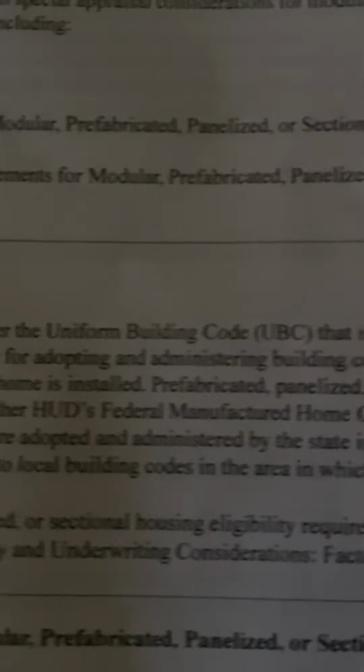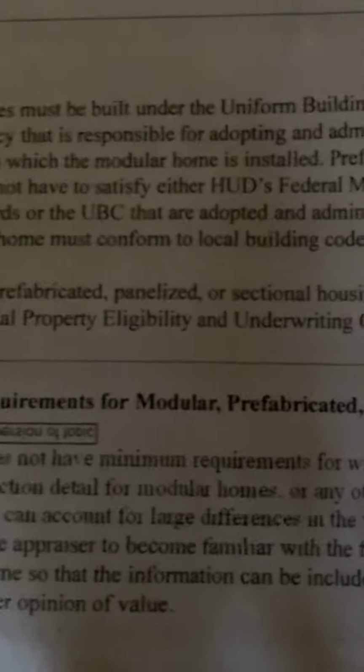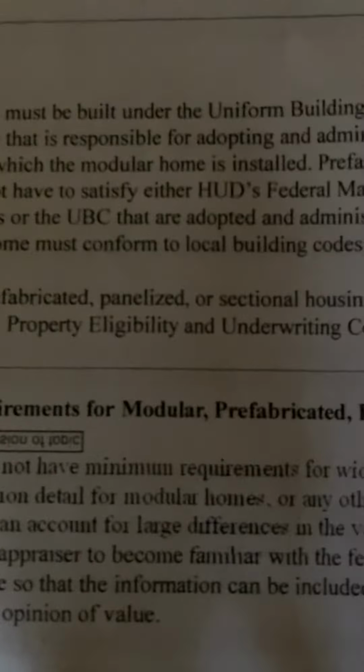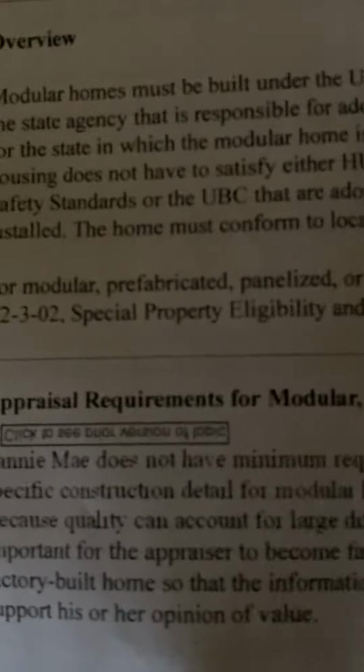Appraisal requirements for modular, prefabricated, panelized, or sectional housing. Fannie Mae does not have minimum requirements for width, size, roof pitch, or any other specific construction detail for modular homes or any other types of factory-built homes.